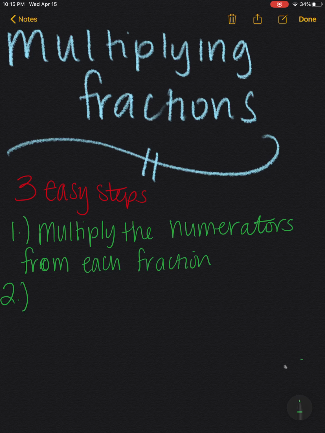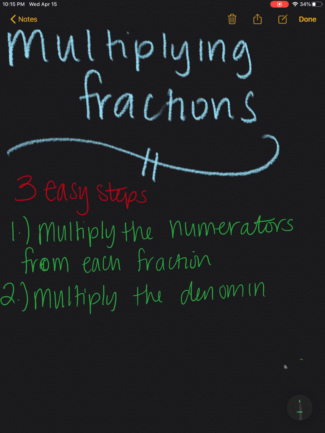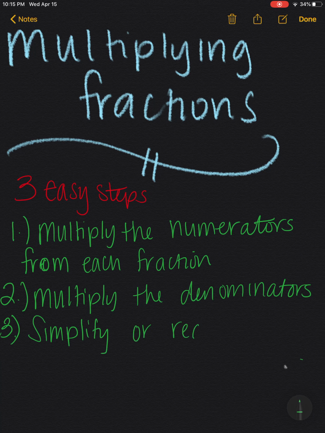Step 2. If we are multiplying two fractions, multiply the denominators. And step 3 is simplify or reduce the answer.